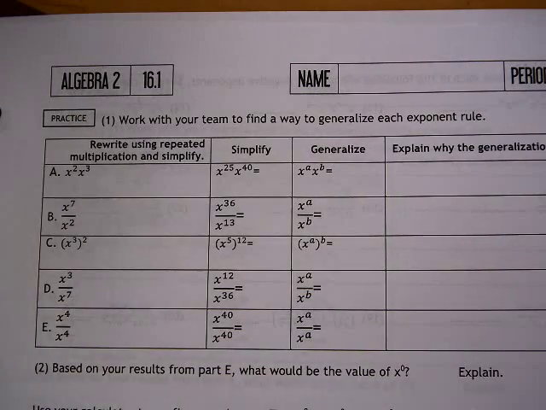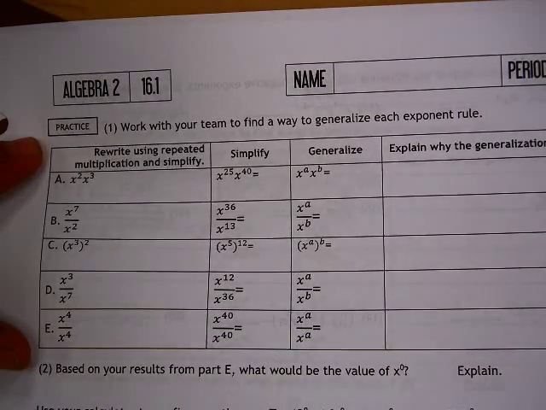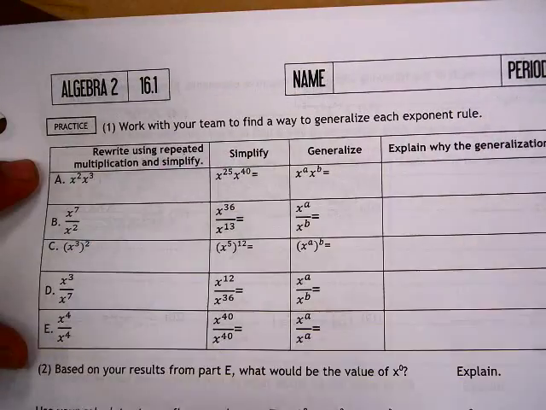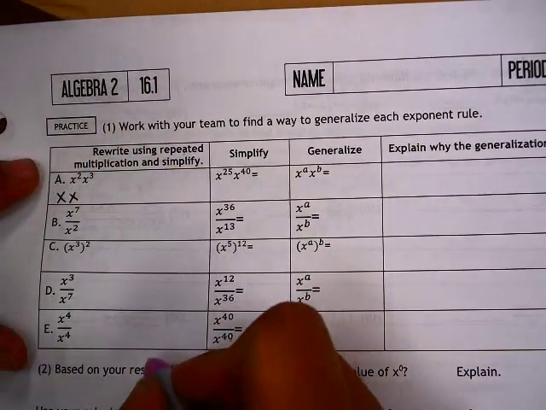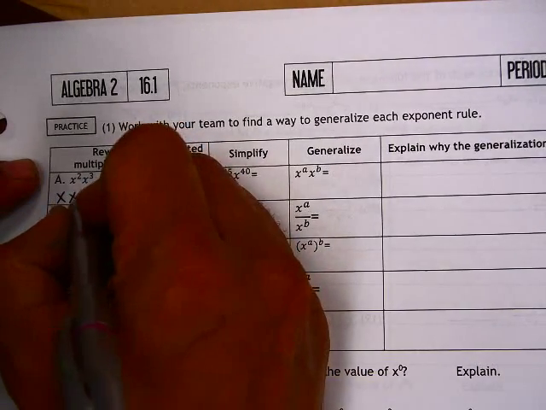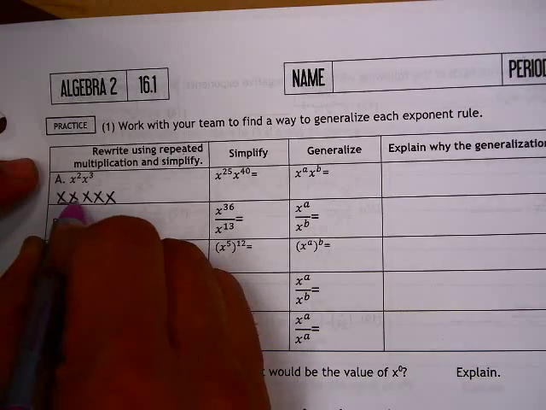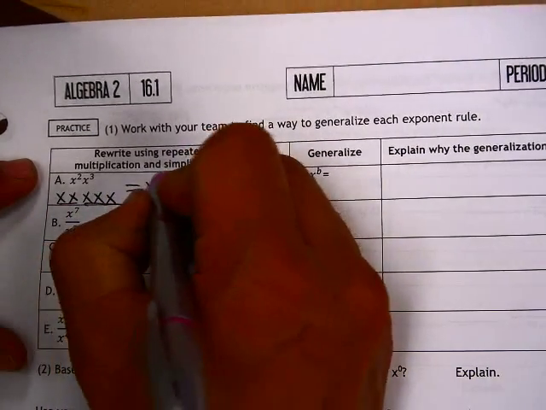Okay, Algebra 2, worksheet 16.1, problem number 1, all the rules. So if we rewrite these using repeated multiplication and/or simplify, x squared becomes x times x. X cubed becomes x times x times x. There's my x squared. Here's my x cubed. That makes it x to the 5th.